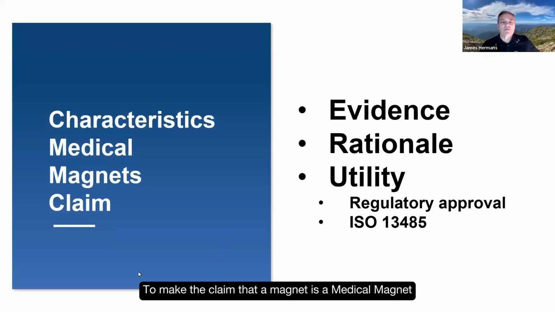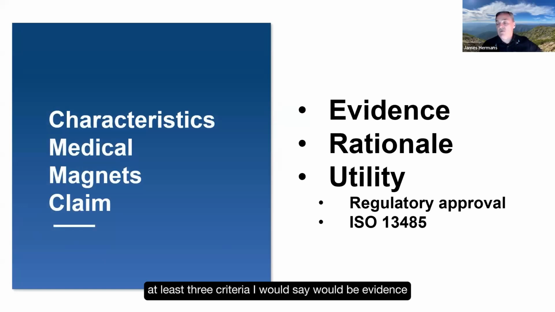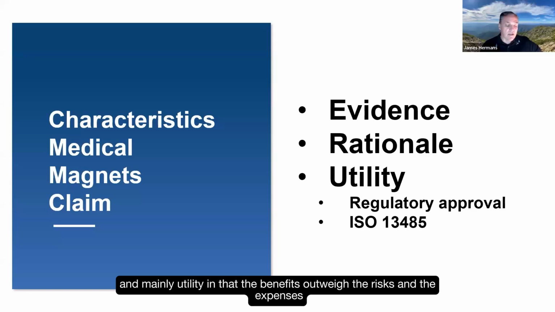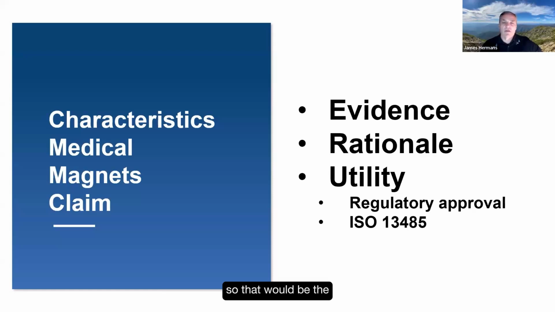To make the claim that a magnet is a medical magnet, it would have to meet certain criteria, at least three, I would say: evidence, which needs to be independent published evidence, a rationale for how the magnets work, and utility, mainly that the benefits outweigh the risks and the expenses. You may also want to look at regulatory approval and things like ISO 13485. That would be what we're looking for to characterize a medical magnet.